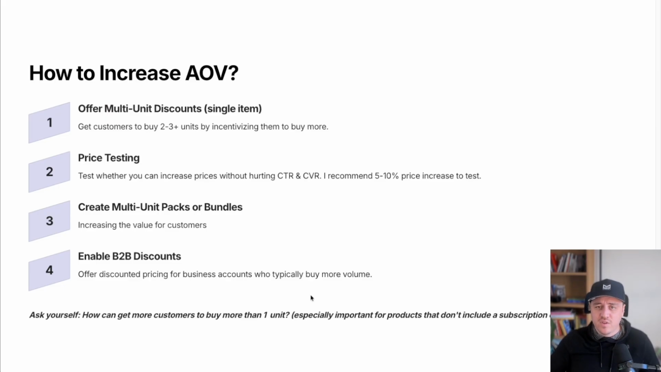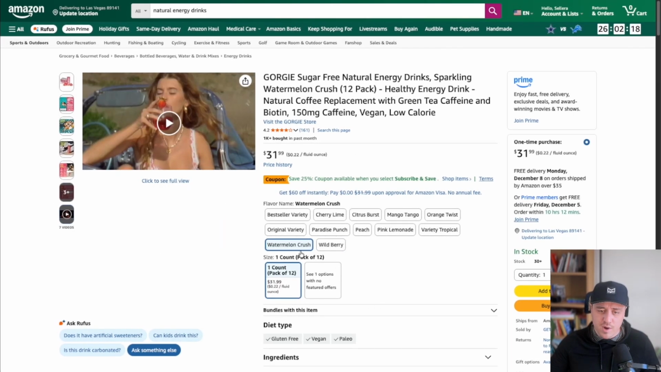And so that's the benefit of going through the hard work of building a multi-pack, but it could be worth it and worth testing. If you sell multiple flavors of a certain product, bundles are great. Variety pack bundles are great. If we jump back to Amazon, this brand here does exactly that.